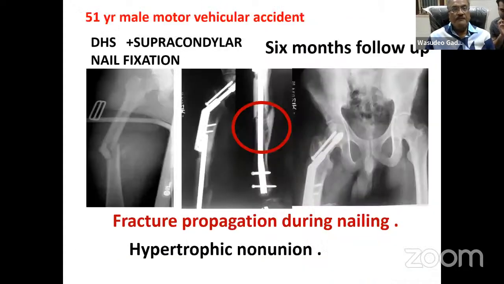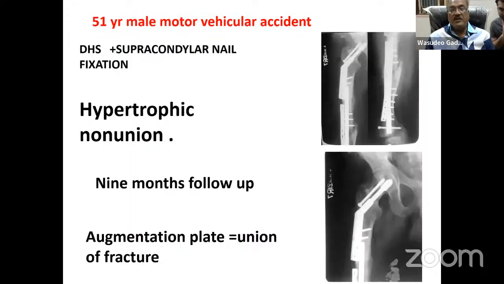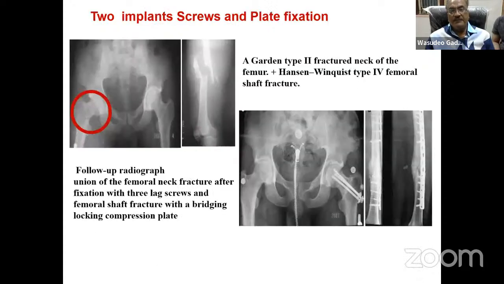Another example, a 51-year-old male, motor vehicle accident, DHS with a supracondylar nail fixation, anatomical restoration, fracture propagation during nailing, hypertrophic nonunion, and ultimately it was converted by augmentation plate over the nail without changing the implant, and the fracture went on to union. Another example, a Garden type 2 neck fracture femur with a comminuted fracture of the shaft treated by a 3C screw and plate system.